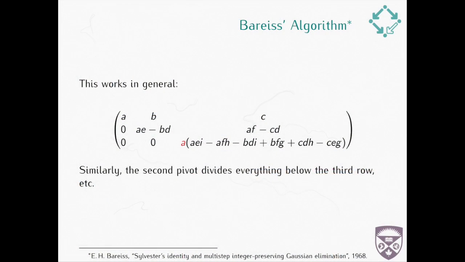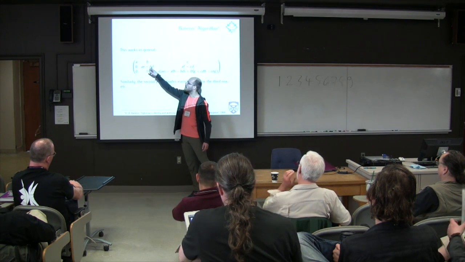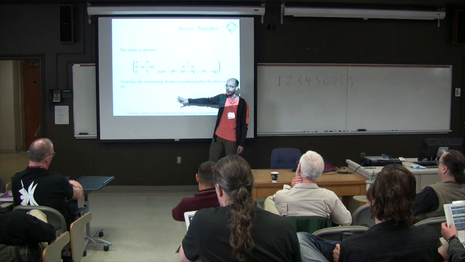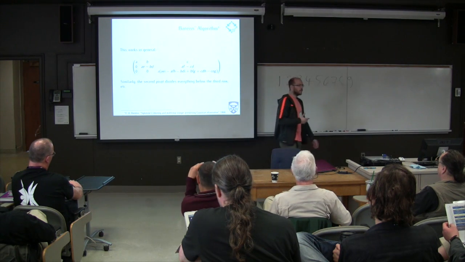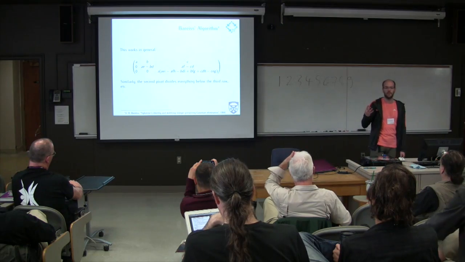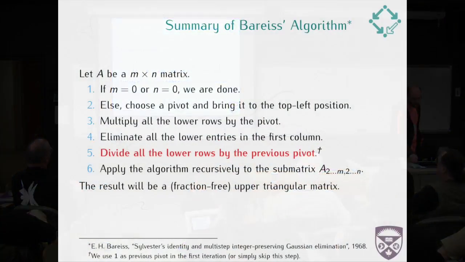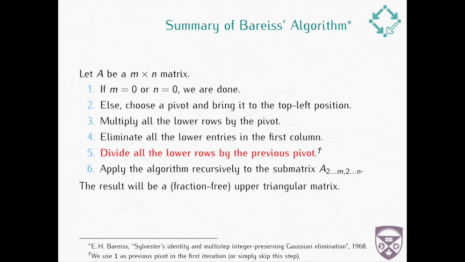And if you go on, you can actually prove that the second pivot, so AE minus BD, after one more step, so if we had a 4x4 matrix, after one more step, everything would be divisible by AE minus BD down here. And after the next step, everything would be divisible by the third pivot, and so on. And this is known as Bareiss single-step algorithm. So here, I just put it on the slides. I choose to represent it in a recursive way.